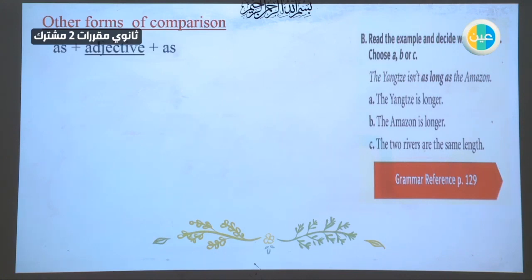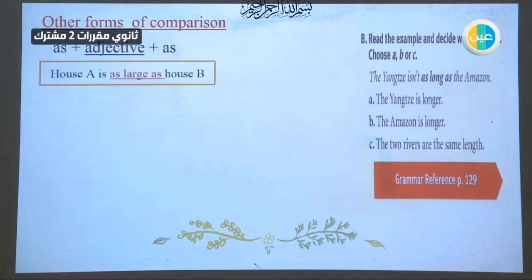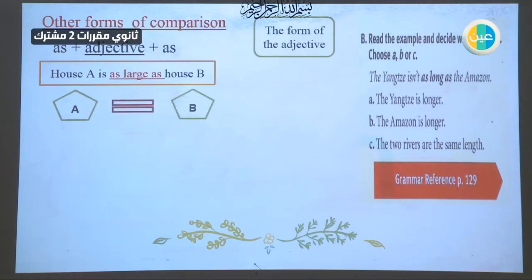Now, if you have an adjective and you want to say as and as, it means they are the same. House A is as large as house B. When I use that form of comparing, it means I'm giving them the same quality. They are the same length, the same height, the same price, as large as, as expensive as. If they're not the same, one of them is taller, one of them is larger, one of them is more expensive, but I want a different form.